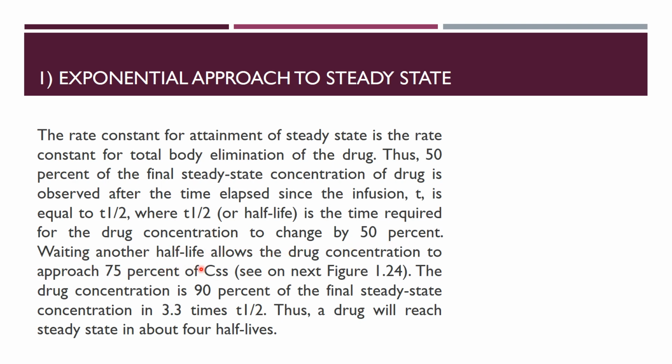Waiting another half-life allows the drug concentration to approach 75% of CSS, the steady state concentration. See on next figure 1.24. The concentration is 90% of the final steady state concentration in 3.3 times t1/2. Thus, a drug will reach steady state in about 4 half-lives.